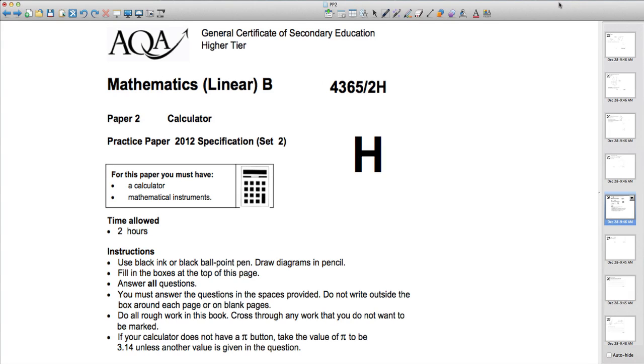Hi there and welcome to another video for the linear AQA GCSE higher maths paper. This is practice paper 2 set and it is the calculator version. It should take 2 hours but we should be able to do it in an hour.